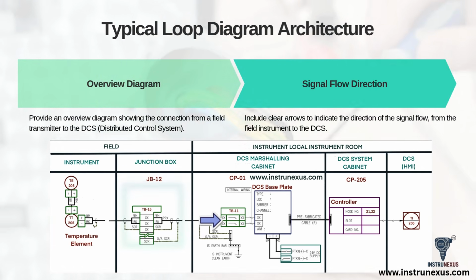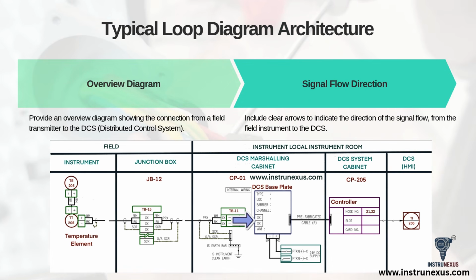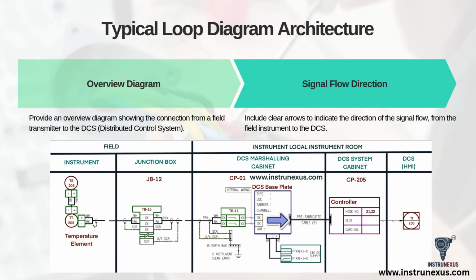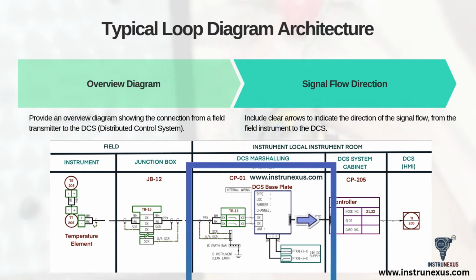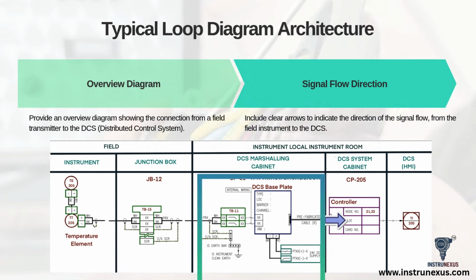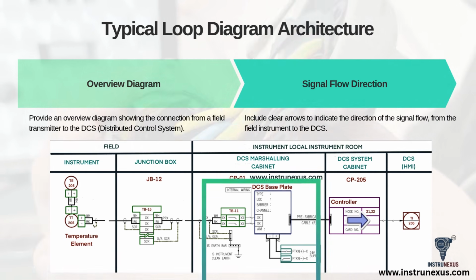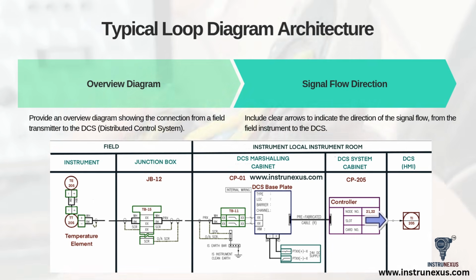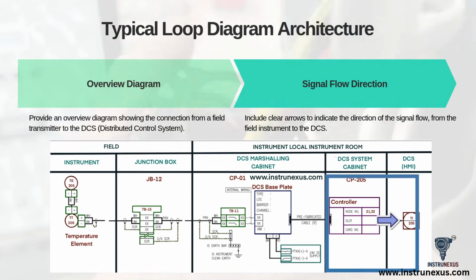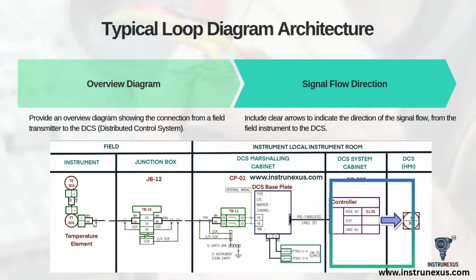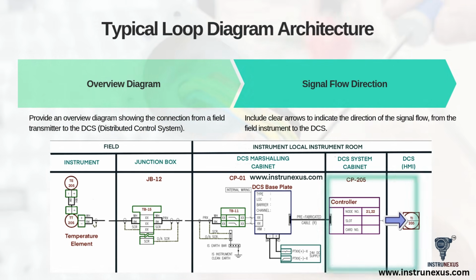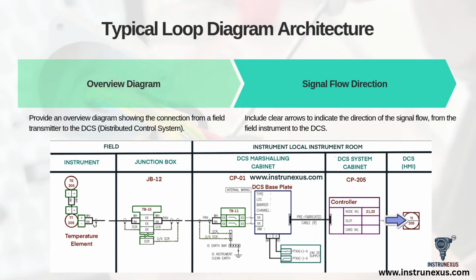field junction box, JB12. From there, it's carried via cable 3 to the control room panel, CP1. It lands on another terminal strip, TB11, and finally connects to the specific input terminals, 21 and 22, of the temperature indicating controller, TIT205. A key feature is the clear indication of signal flow, showing how the information moves from the field to the controller.